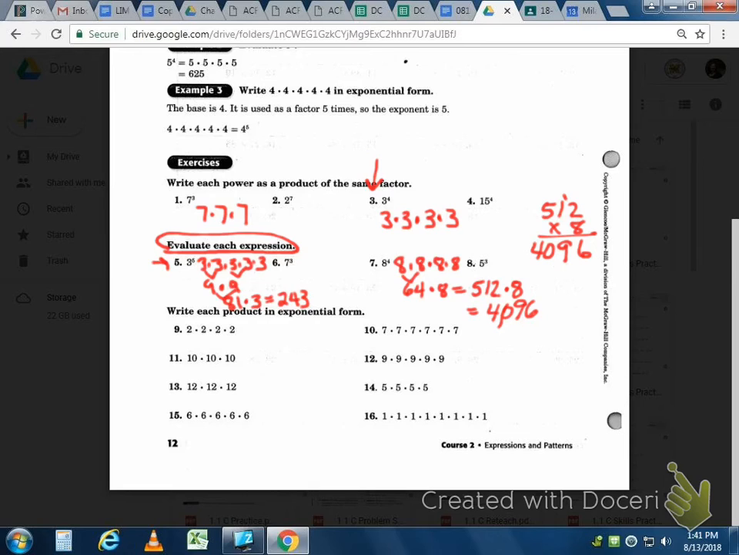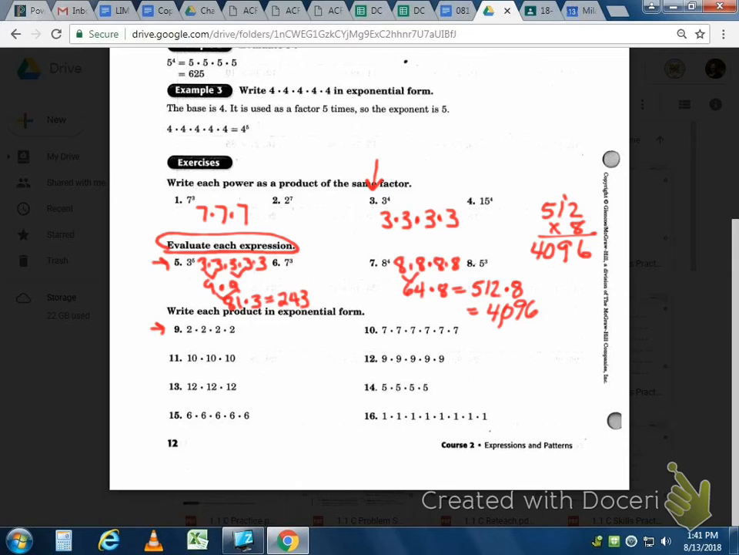So for 8 to the 4th power, we decided it was better to keep multiplying just by 8 instead of doing the 64 times 64. So number 7 was 4,096. Now we're going to finish off with a different set of directions which say write each product in exponential form, and we wrote in our notes with an exponent. So number 9 is 2 times 2 times 2 times 2.